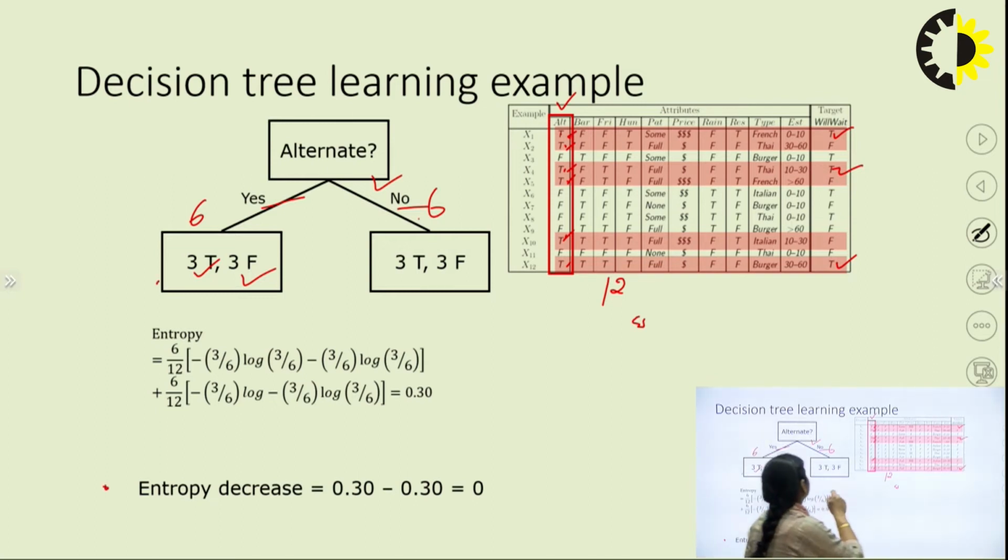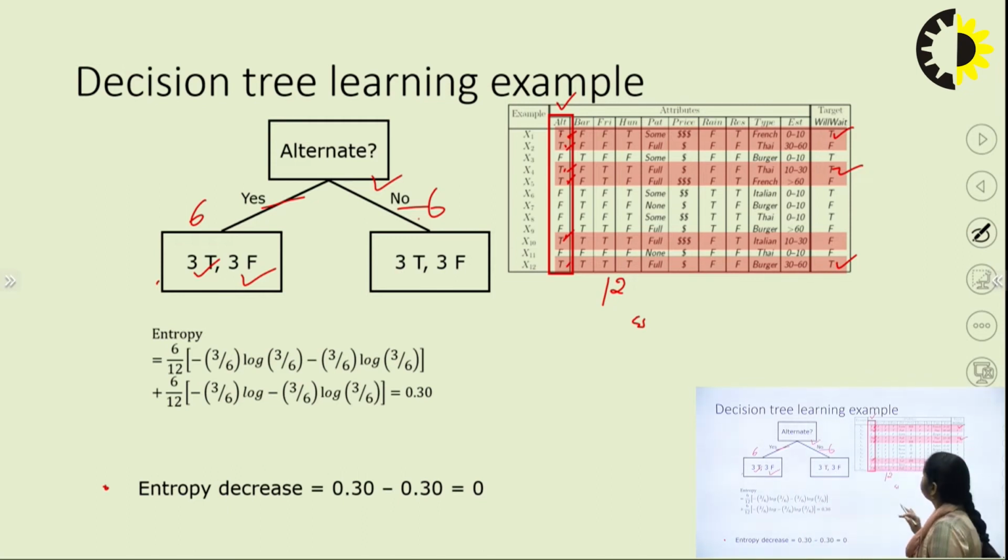In the same way, now let us calculate for no, the case where alternate is false. Those which are not highlighted are false: 1, 2, 3, 4, 5, 6. Now let us see the corresponding targets: 1 true, 2 true, 3 true. Again we have 3 true values and 3 false values. So when alternate is false, I have 3 times target true and 3 times target false.